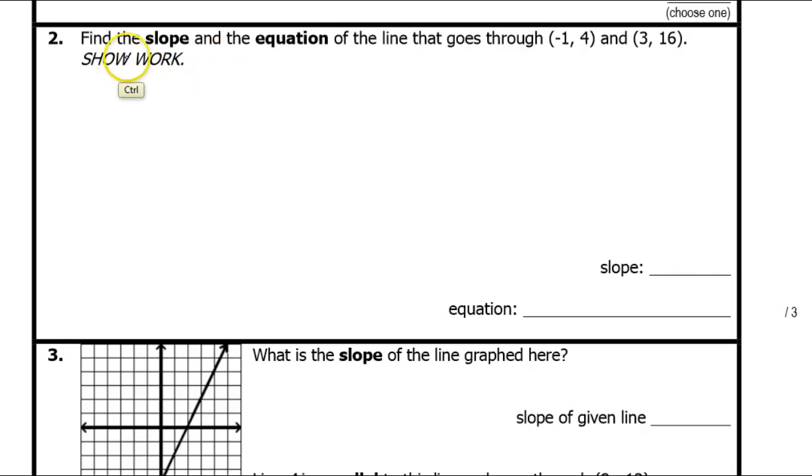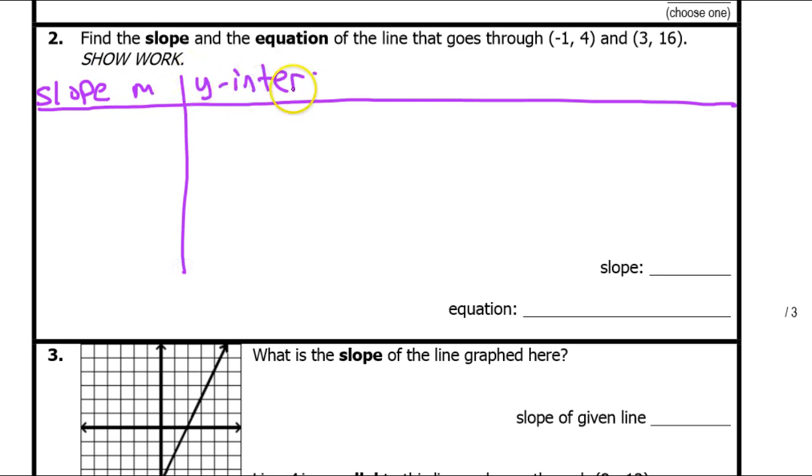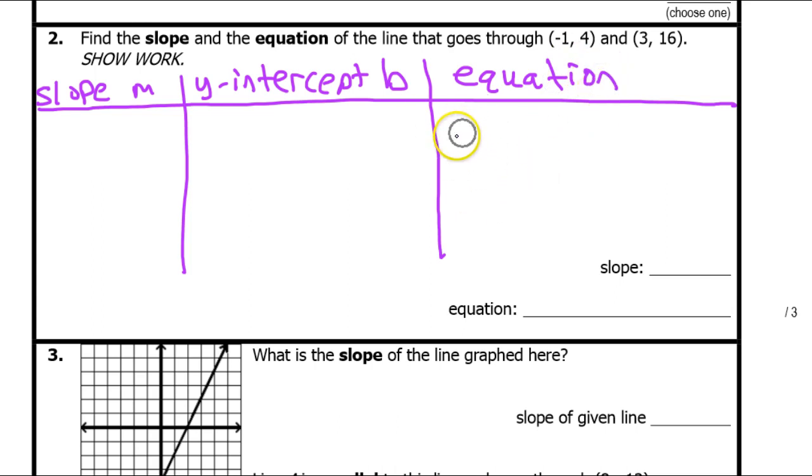For problem number 2, find the slope and the equation of the line that goes through this point. When I'm given a point or two and I'm supposed to write the equation of a line, I like to make a chart like this. So I'm going to find the slope, m, and then I'm going to find the y-intercept, b, and then I'll be able to write the equation. The equation is of the form y is equal to something x plus something.